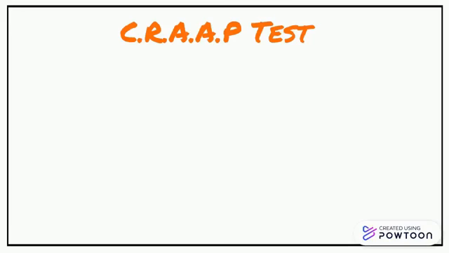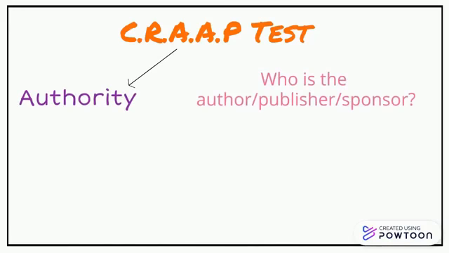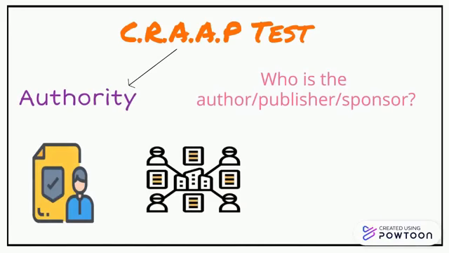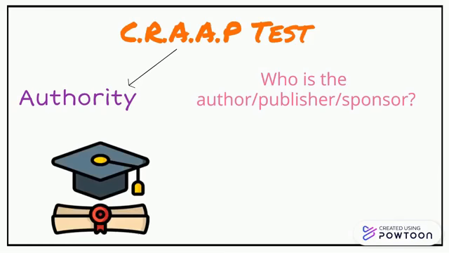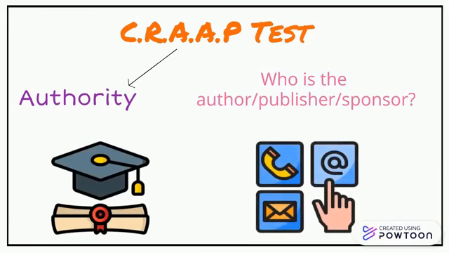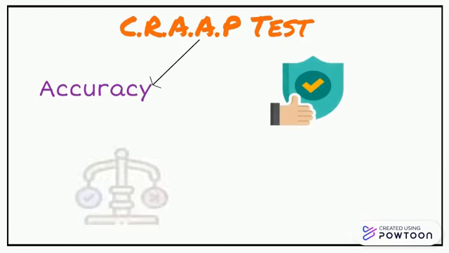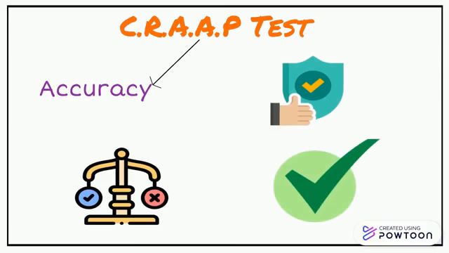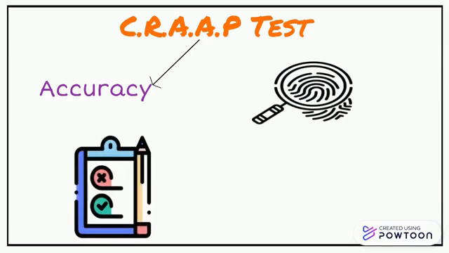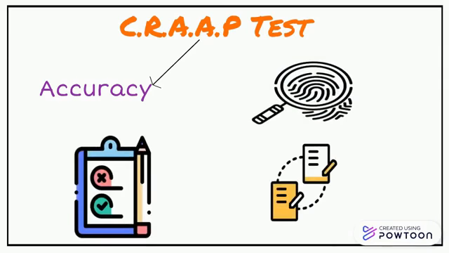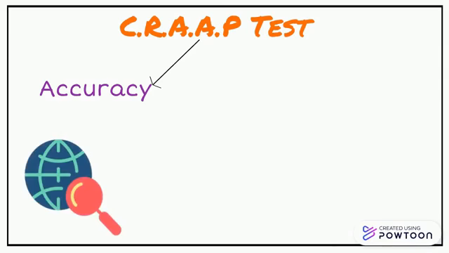The first A stands for authority, which considers who is the author, publisher or sponsor. Are the author's credentials or organizational affiliations given? What are the author's qualifications to write on the topic? Is contact information such as a publisher or email address given? The second A stands for accuracy, which checks the reliability, truthfulness and correctness of the content by considering if the information is supported by evidence. Has the information been reviewed or refereed? Can you verify any of the information in another source or from personal knowledge? Are there spelling, grammar or other errors?